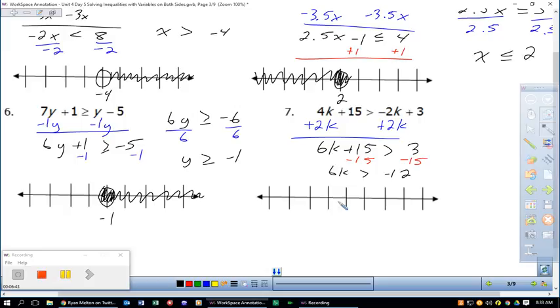Are we going to flip this one? No, because it's a positive 6 right there. 6k greater than negative 12, so k is greater than negative 2. There's negative 2. It's greater than. Are we going to have to close that circle? No, it's going to be open.